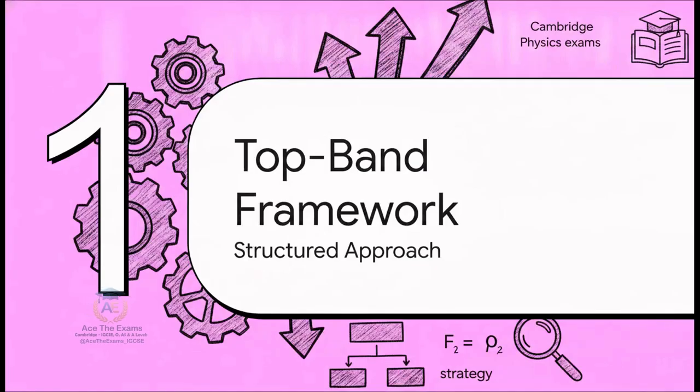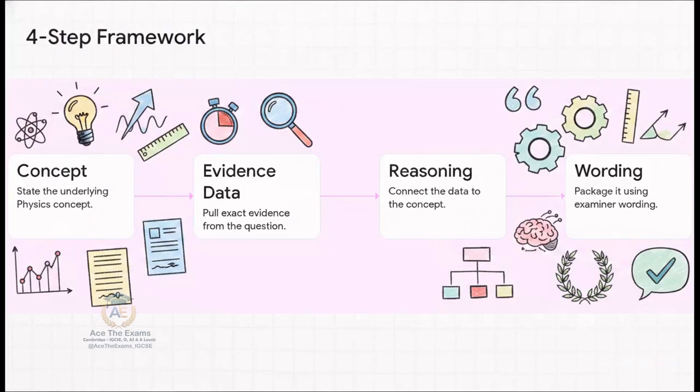Section 1. The top band answer framework. Now, what's really interesting about this is how it breaks down the exact formula Cambridge examiners use to award full marks. It's not magic, it's a 4-step framework. Number 1, state the underlying physics concept. Number 2, pull exact evidence or data directly from the question. Number 3, apply scientific reasoning to connect that raw data to your concept. And finally, number 4, package the whole thing using safe, examiner-approved wording. This is your engine. This is how you generate marks on demand.